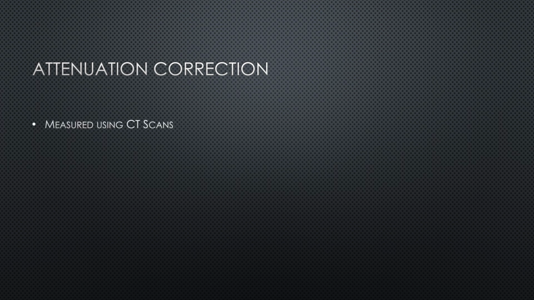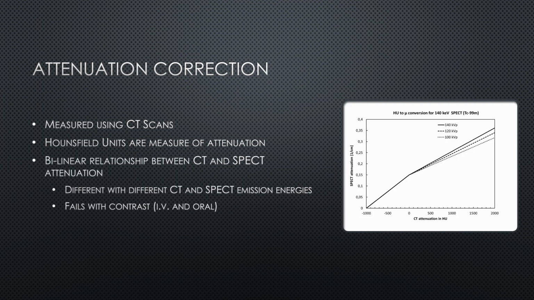Almost always, attenuation correction of SPECT is performed using CT scans. That is because CT scans measure attenuation. The Hounsfield unit is a measure of attenuation. And if you make any measurements on CT scans, you'll know that what you're measuring is Hounsfield units, attenuation. So how do we get our attenuation correction for SPECT?